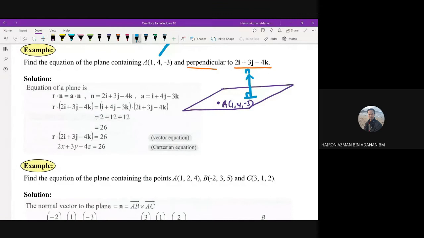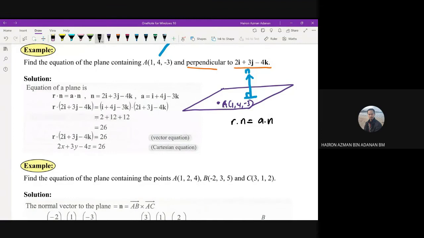So your equation of plane, recall what is the equation of plane? That is r dot n equals a dot n, right? r dot n equals a dot n. Okay. Now, it is not stated here whether you need to write in vector or Cartesian form. So I think it is better we write in the Cartesian equation.